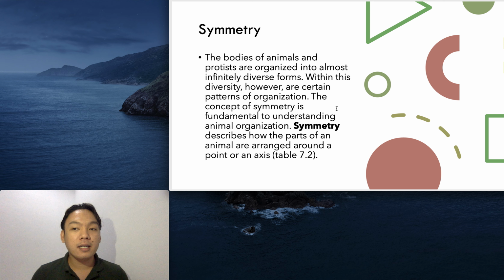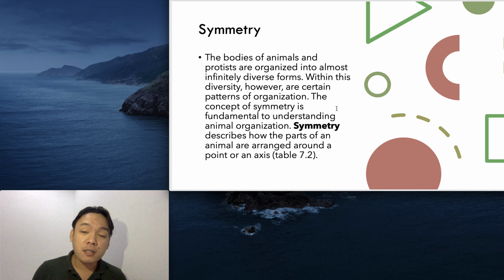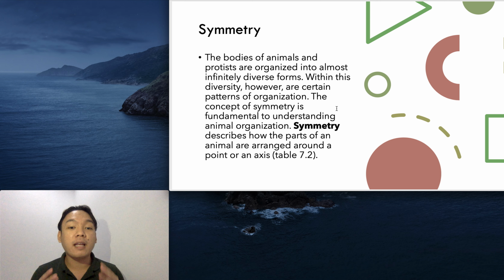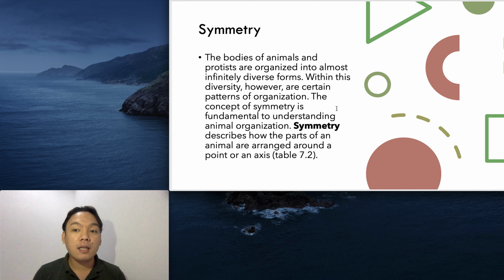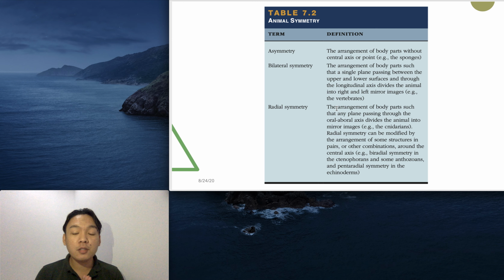So what is symmetry? Symmetry describes how the parts of an animal are arranged around a point or a certain axis. Animals and protists are organized into diverse forms, and within this diversity, we need to know the patterns of organization. How are we going to classify these animals? Thus, the concept of symmetry is a beautiful thing in understanding animal organization. We have different animal symmetries: asymmetry, bilateral symmetry, and radial symmetry.